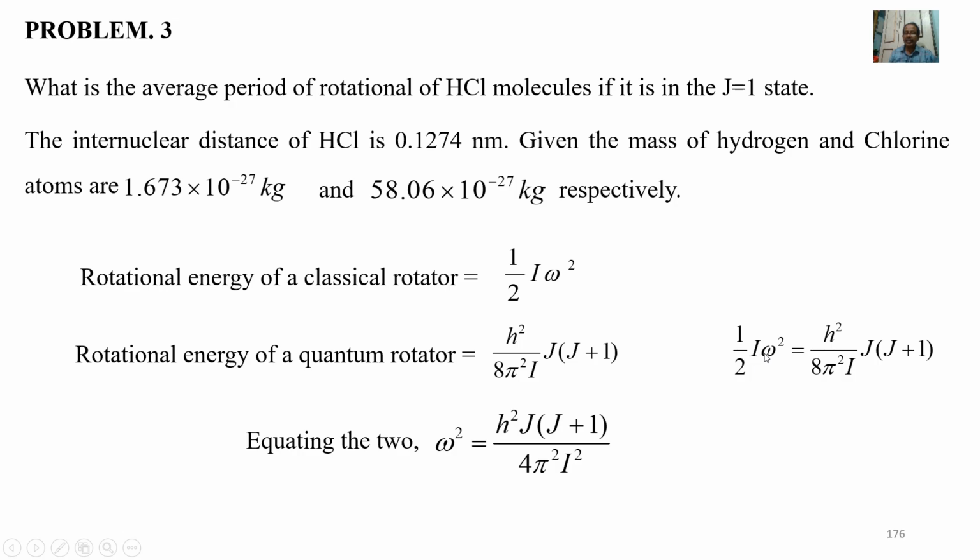So here, omega squared equals h squared divided by 2, and the 8 will get cancelled as 4, and I comes to the right hand side, so we'll have I squared. So omega squared is nothing but h squared J into J plus 1 divided by 4 pi squared I squared.